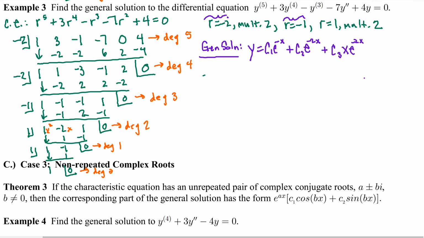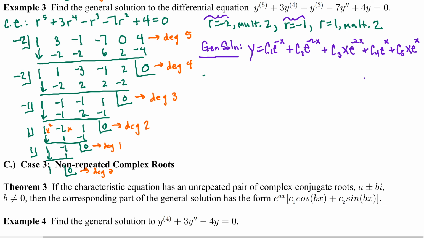Okay, we'll do something similar with r equals 1. We're going to start with just e to the x, c sub 4 e to the x. And then finally, our last term, constant c sub 5, we'll multiply this one by x to make it linearly independent. So all 5 of our terms are linearly independent, and this is the general solution to our differential equation.